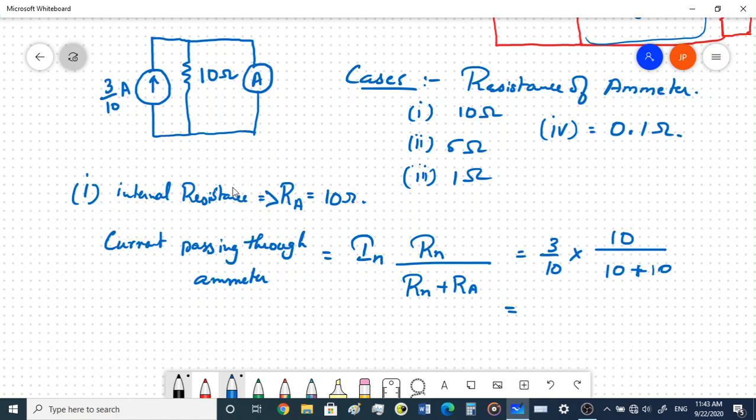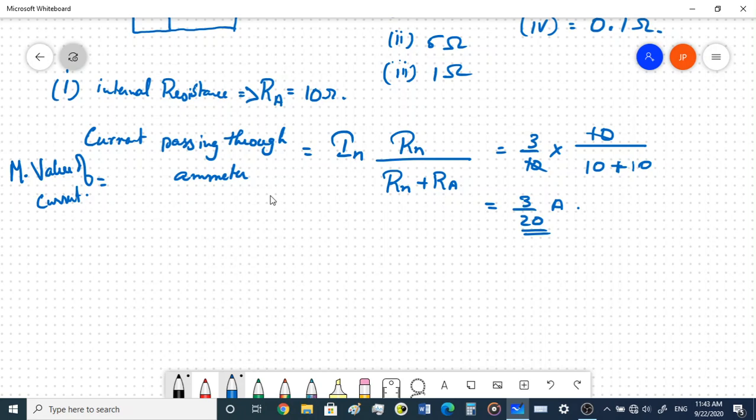Now we are basically going to find the measured value of current by the ammeter over here. So you'll get it as 10 and 10 gets cancelled, you'll get it as 3 by 20 amperes, right? And this would be the measured value of the current. So the absolute error, we already know the true value. The true value is equal to 3 by 10 amperes.